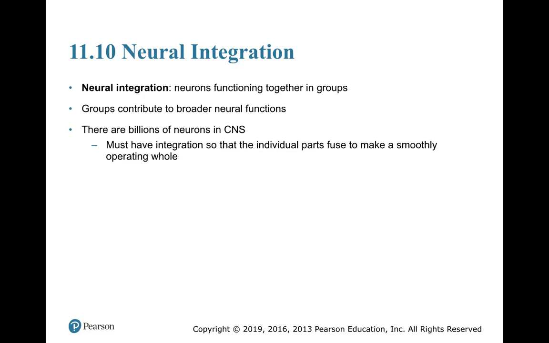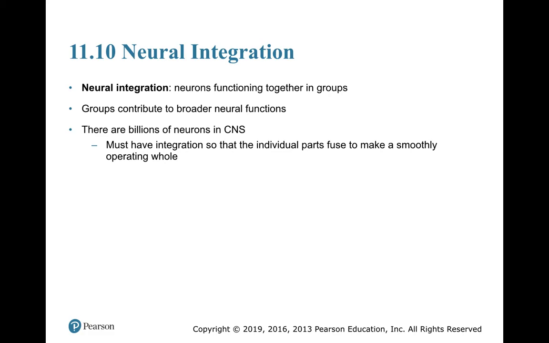Okay, so how does this information get integrated? How does our brain make sense out of the world? Well, if I told you I completely understood that, I would be lying to you. If I told you anyone completely understood that, I'd be lying to you. But we do know some basic ways that information is processed, integrated, neurons working together in groups. Those groups are going to contribute to the broader neural functions.